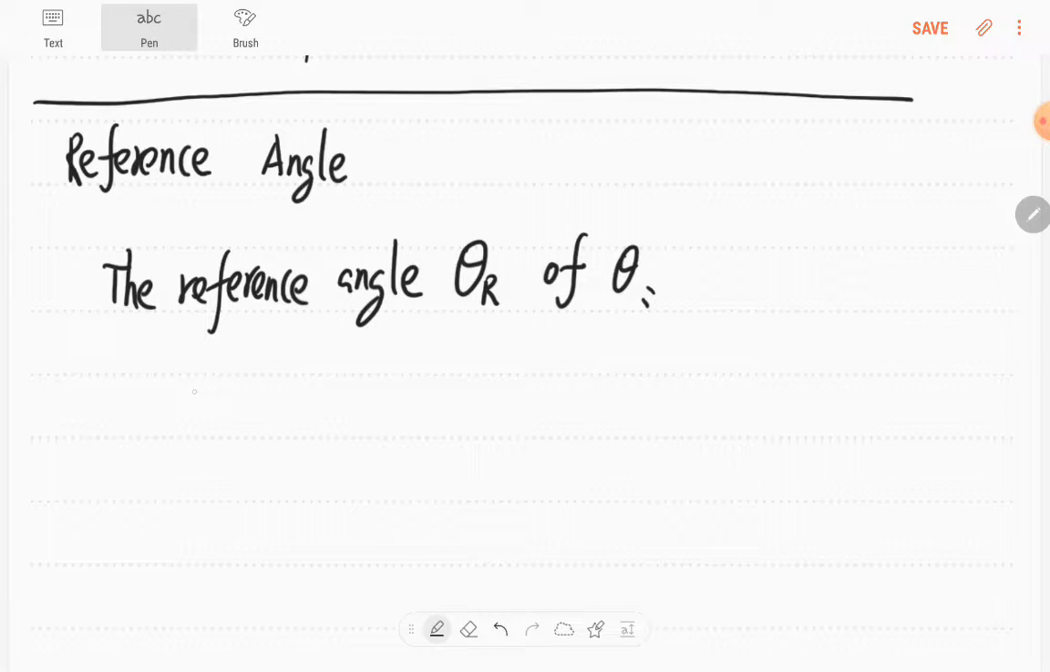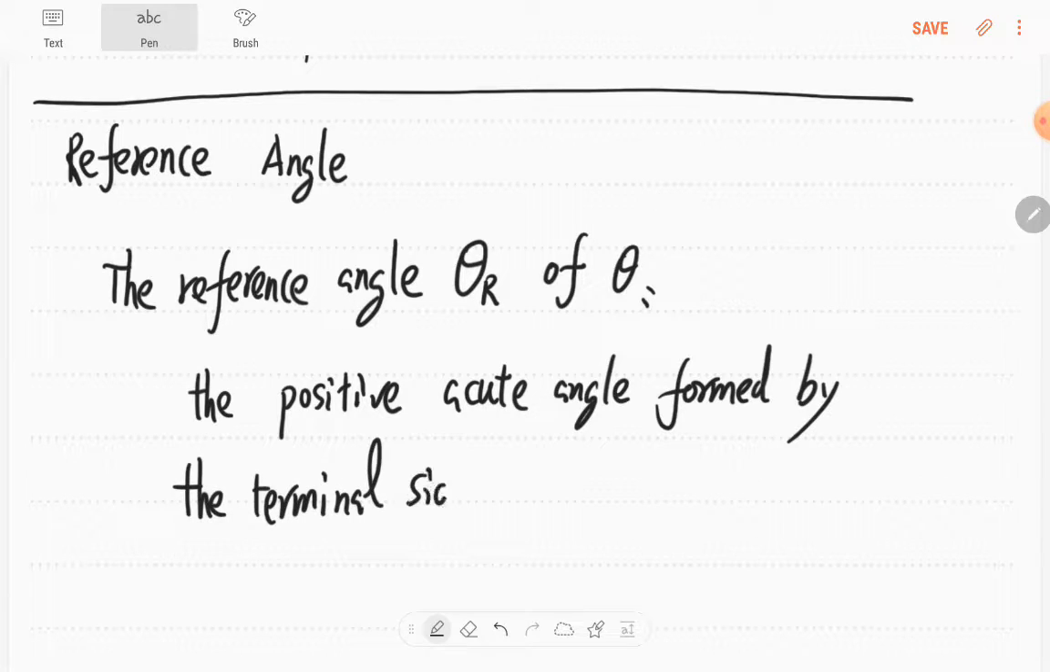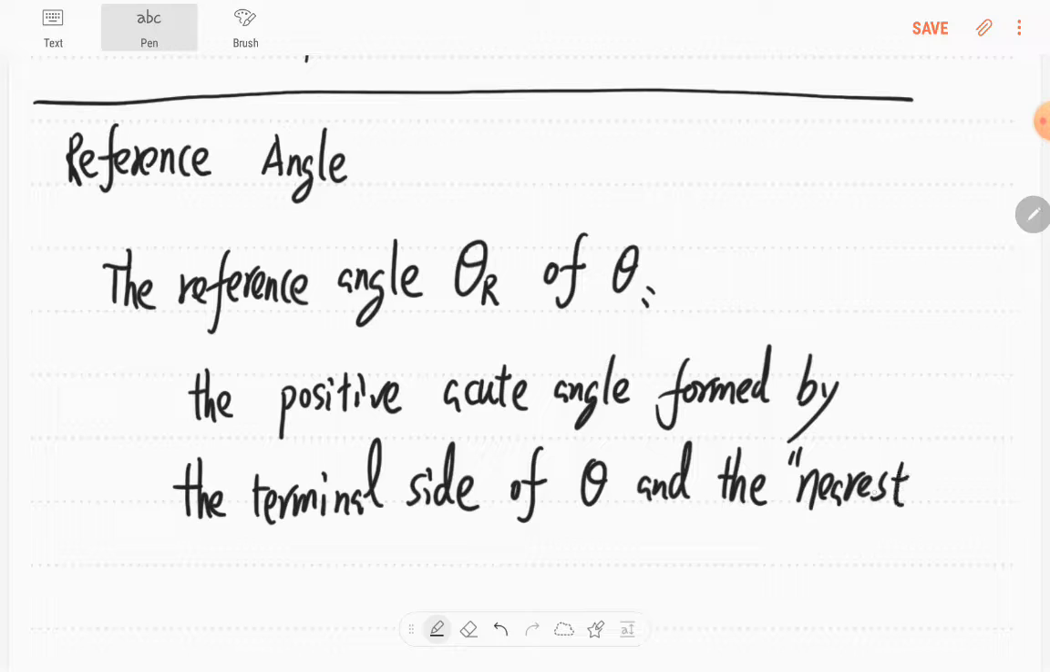Which is the positive acute angle formed by the terminal side of theta and the nearest x-axis. Okay, so here the x-axis means the positive x-axis and the negative x-axis.